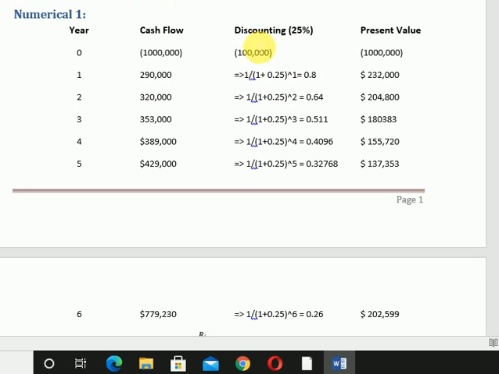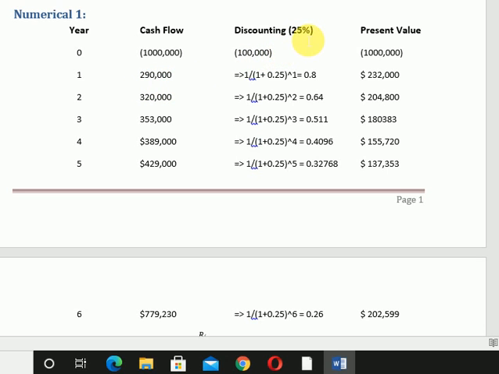Now, if the discount rate is 25%, our value is going to be devalued. So we will now calculate the discounted cash inflow. These are 290, 320, 353. These are in the future, what we will receive. We will receive 2,90,000 after 1 year. Clear? So what will be their net value?